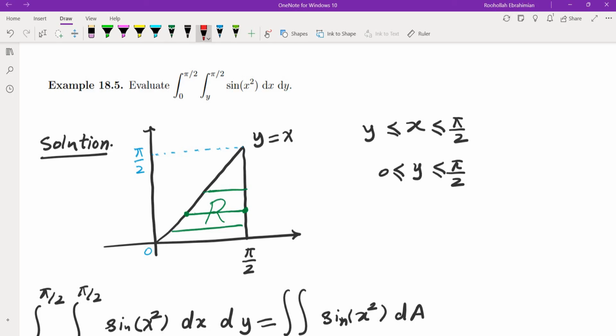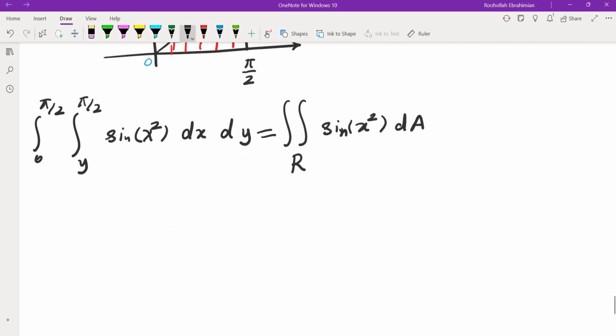As you see, this region that we drew, the triangle, is both horizontally simple because there is a right and a left function, and it's also a vertically simple region. So we can actually evaluate this one as a vertically simple region. Let's do that. We are going to use the fact that this region is vertically simple. So we're going to use sine of x squared.